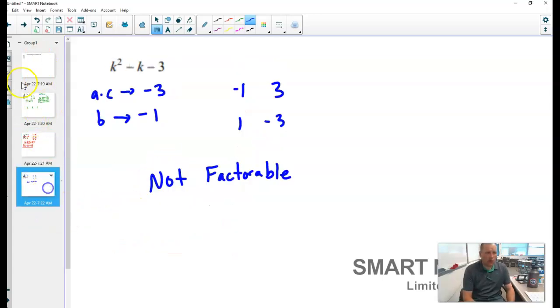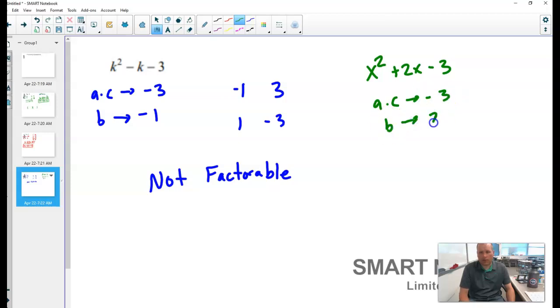Okay. There's one other thing I guess you guys should be aware of. Look at this one. If I had x squared, let's say plus 2x minus 3. And I went to factor this again. A times c is going to give me negative 3. B is 2, and I'm looking for two numbers there. That would be negative 1 and 3. So now this one is factorable. When I go to write my factors, I have x minus 1 divided by a, which is 1. When that occurs, you really don't need to even divide, because 1 divided by 1 just gives you the exact same thing.